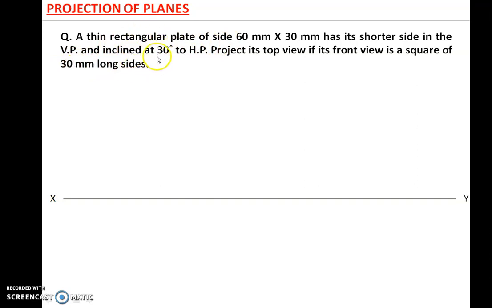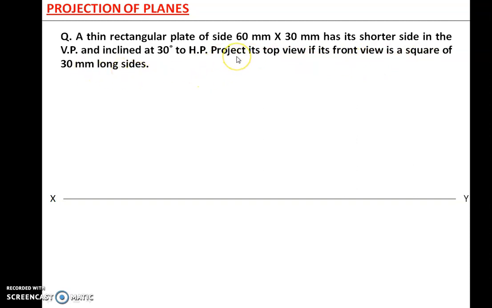And next we have decided that the true shape is seen in the front view, the inclinations. Now it is said that the shorter side is inclined at 30 degree to HP. So this inclination with HP is nothing but theta, which is given to you. So we require two inclinations, theta and phi. So out of this only theta is there, no other inclination is mentioned. But at the same time, it is said that you have to draw its top view if the front view is a square of 30 mm long sides.